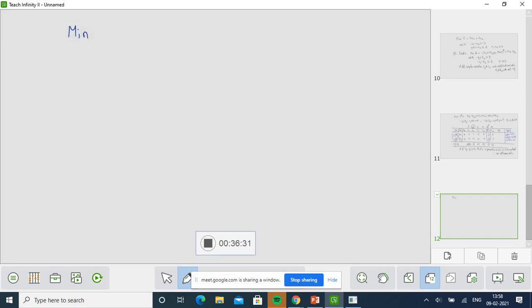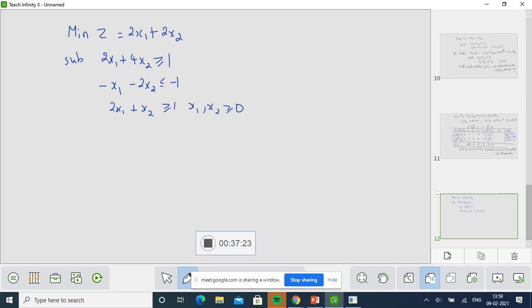Okay. So our question is a minimization question. Minimize z is equal to 2x1 plus 2x2, subject to 2x1 plus 4x2 is greater than or equal to 1, minus x1 minus 2x2 is less than or equal to minus 1, 2x1 plus x2 is greater than or equal to 1, and x1, x2 is greater than or equal to 0.